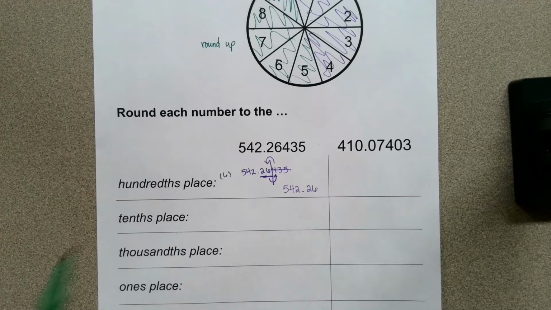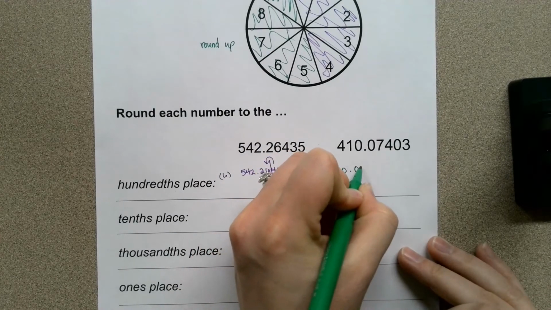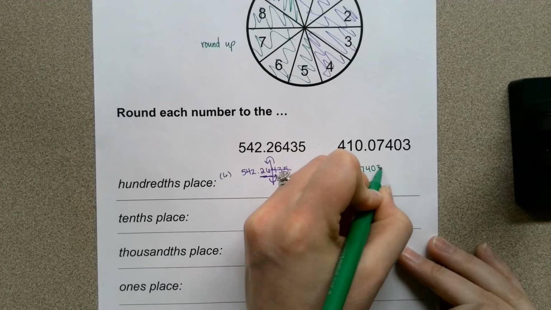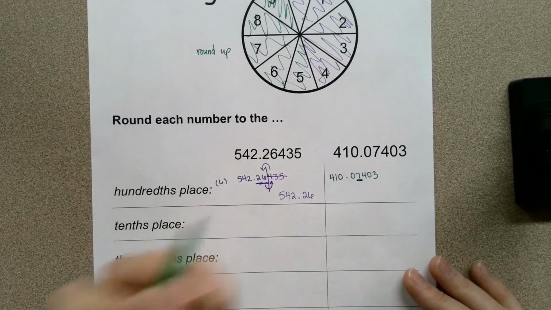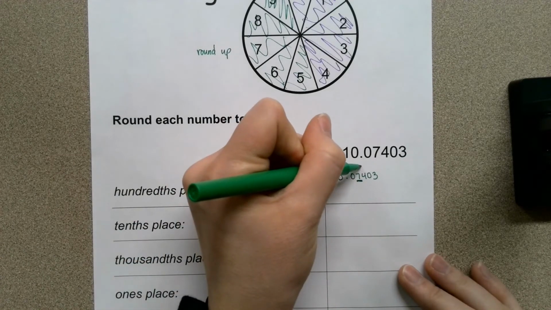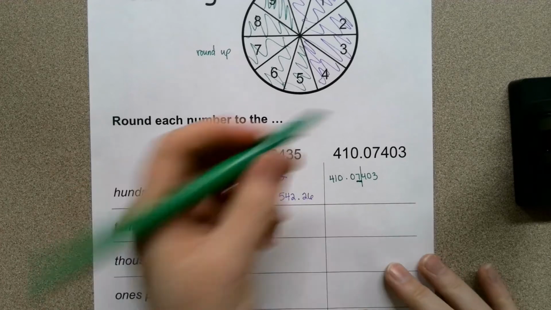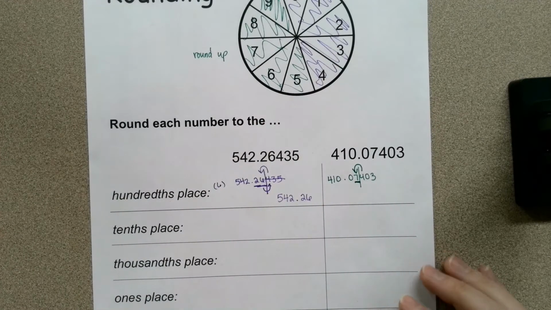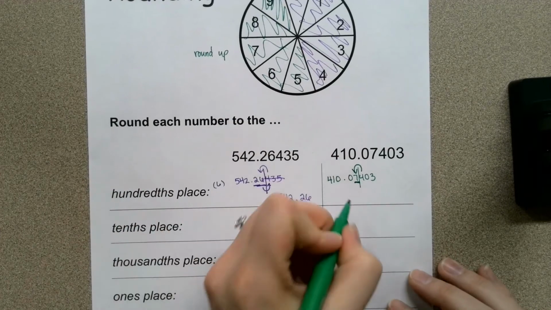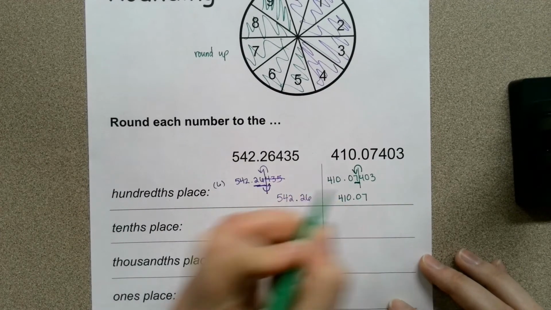If we again round to the hundredths place for this number, 410 with our decimal, the hundredths place is the 7. So that means after rounding, nothing will go after that 7 because the 7 is in the hundredths place. Again, the 4 is saying stay the same because it's on the smaller half. So our rounded answer is 410 and 7 hundredths.